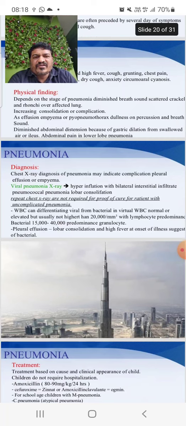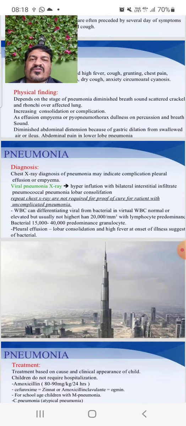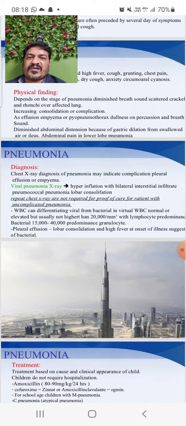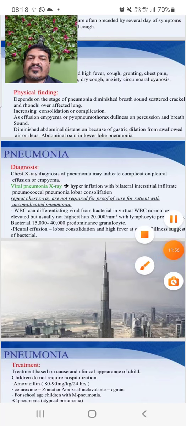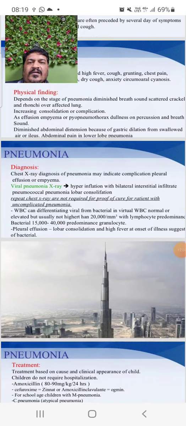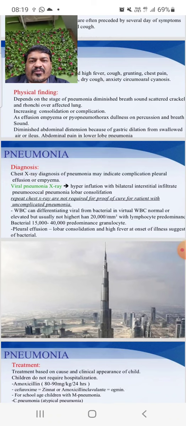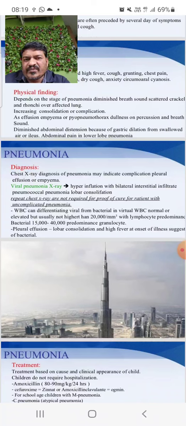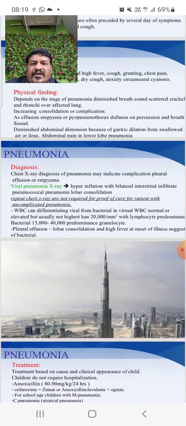Diagnosis: how will you diagnose the case of that? This is a case of pneumonia with other respiratory tract disease. In this case, chest X-ray diagnosis of pneumonia may indicate complication, pleural effusion, or empyema. Viral pneumonia X-ray: hyperinflation with bilateral interstitial infiltrates. Bacterial pneumonia: lobar consolidation. Repeat chest X-rays are not required for proof of cure for the patient with uncomplicated pneumonia. So chest X-ray of pneumonia is mainly indicated in complications such as pleural effusion or empyema. So repeat chest X-rays are not required in uncomplicated pneumonia.